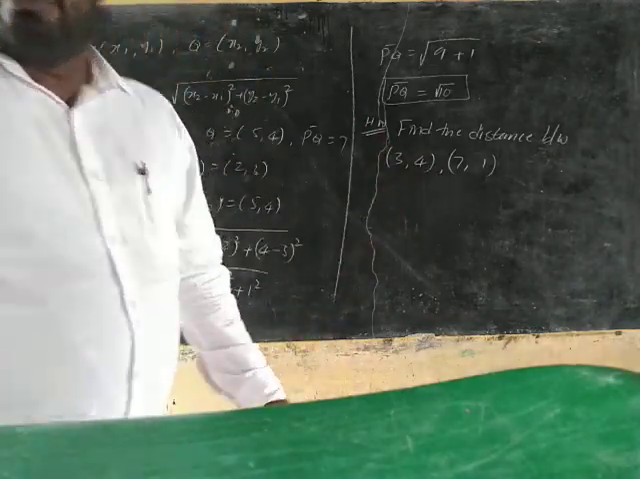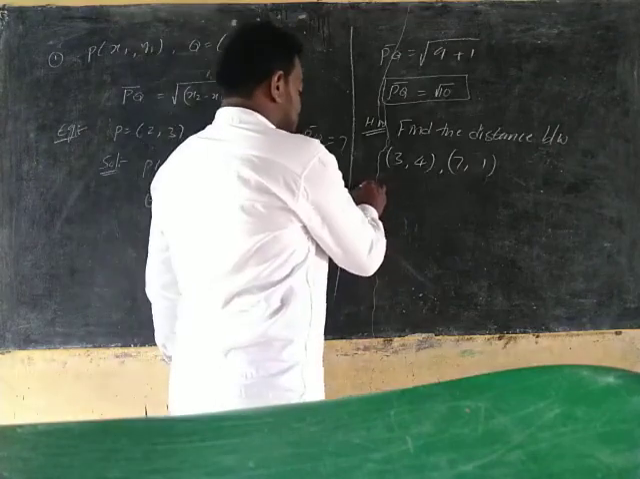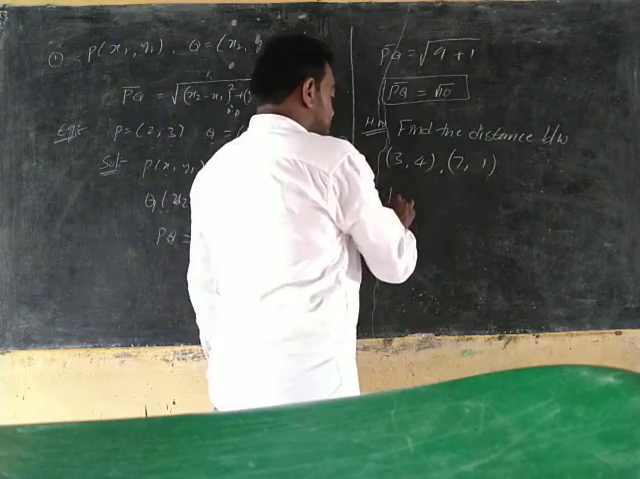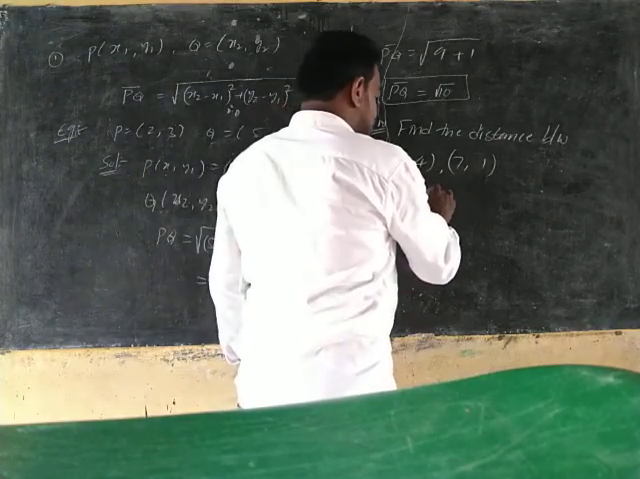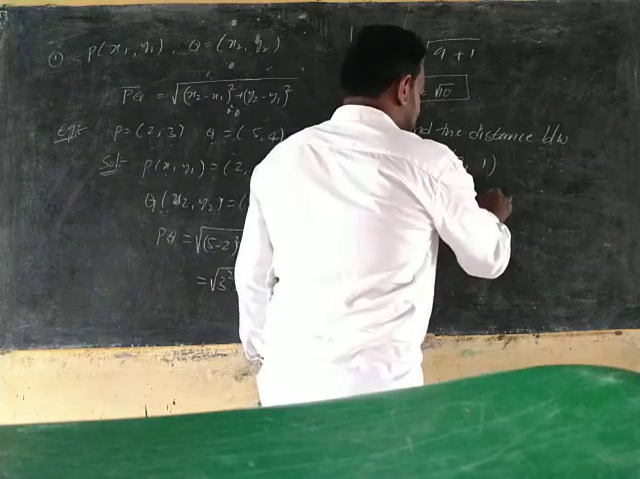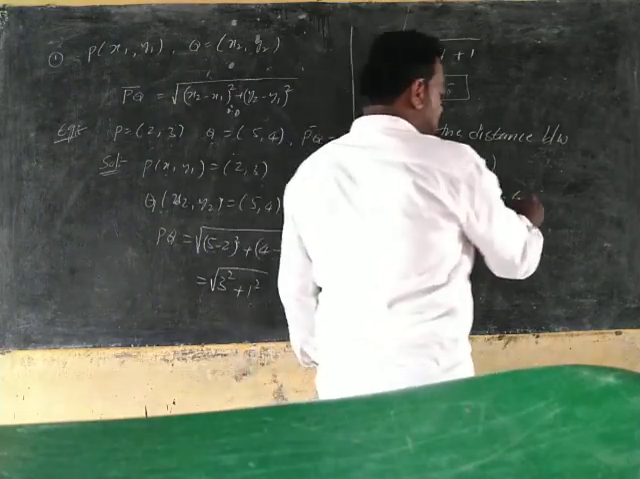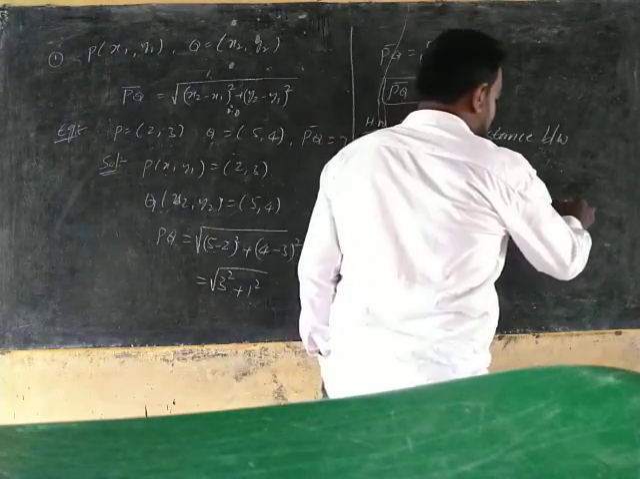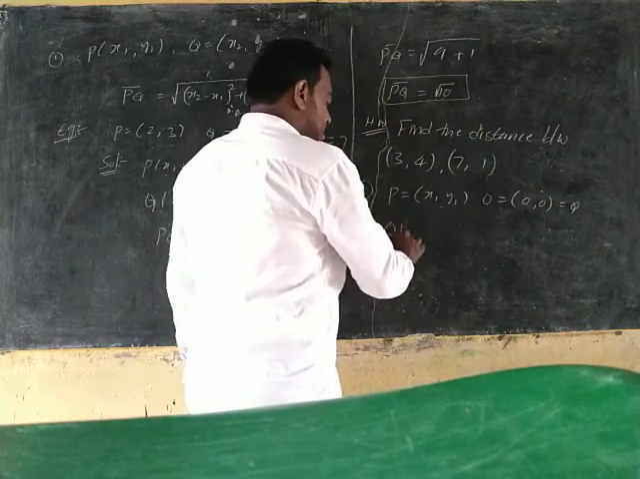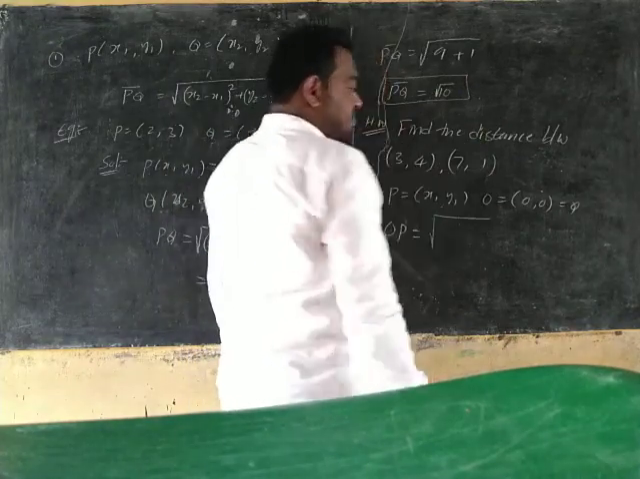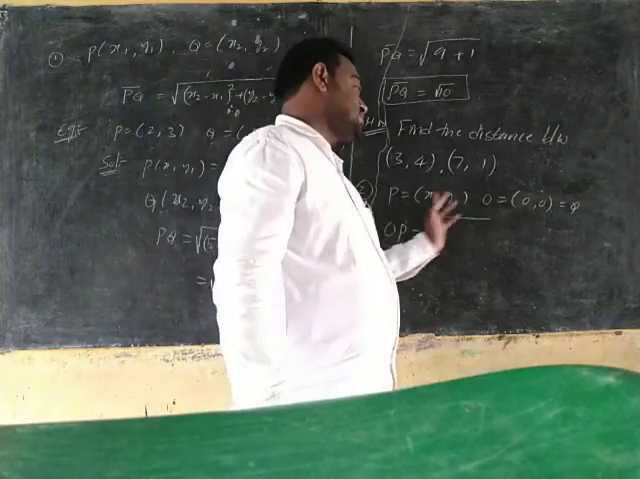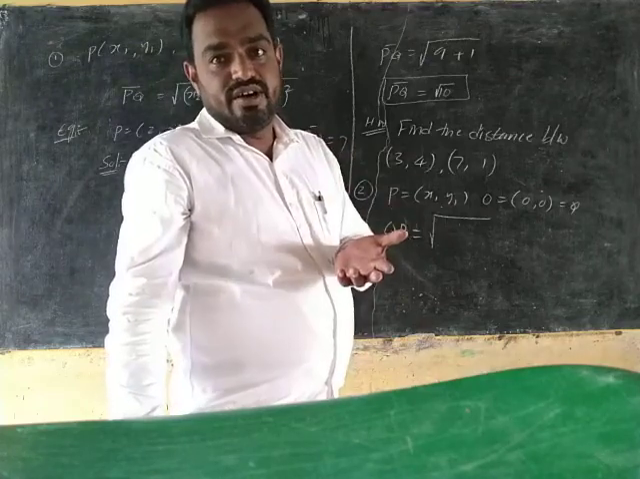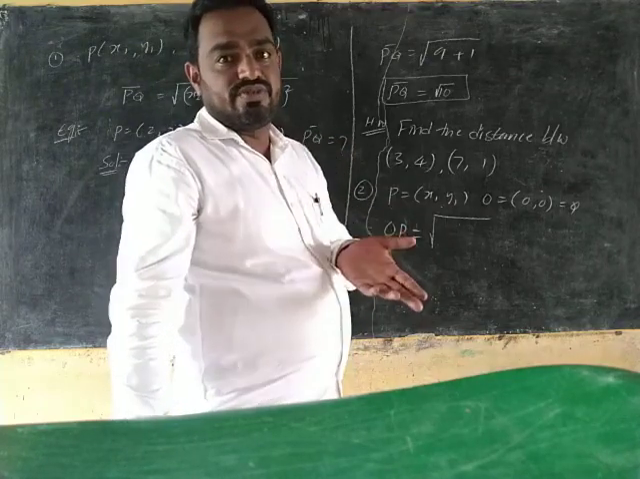Okay. Next question, next formula you see, second formula. P is equal to (x1, y1). Q is equal to the origin, that means O (0, 0), nothing but origin O. O point I am taking as Q. Now the O to P distance is equal to, you apply the same formula, (x2 minus x1) whole square, (0 minus x1). 0 minus x1 is what? Minus x1. Minus x1 whole square is equal to x1 square.